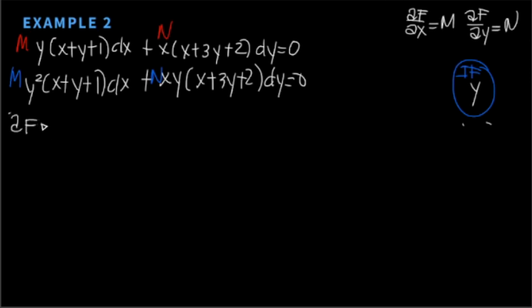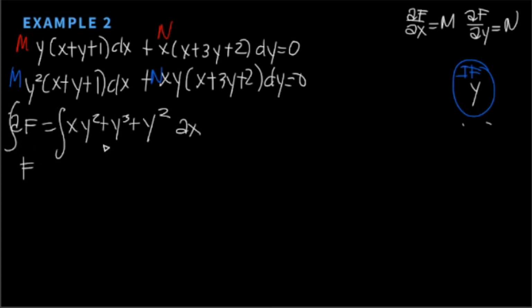So, df is equal to m, y squared, distribute na natin yung y squared dyan. So, magiging xy squared plus y cubed plus y squared. Tapos dx multiply natin sa m. So, ito yung dx natin. So, ngayon, integrate na natin both sides. Magiging siyang f. So, in terms of x tayo nag-integrate.